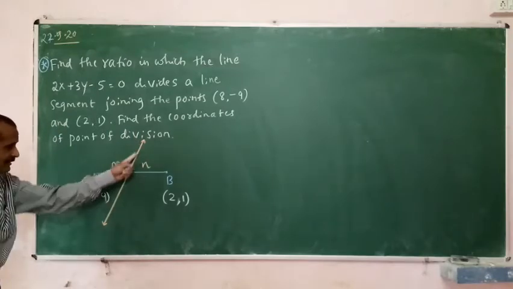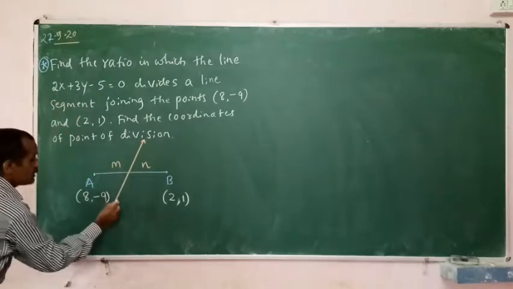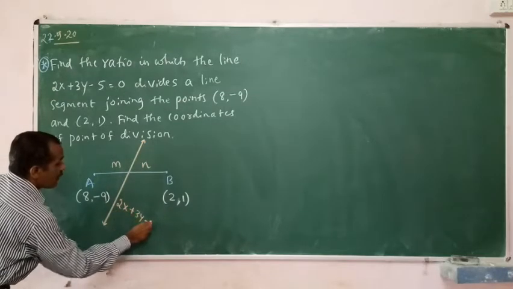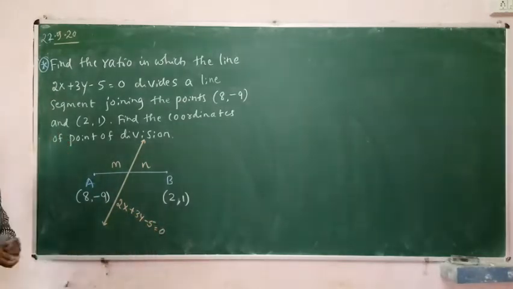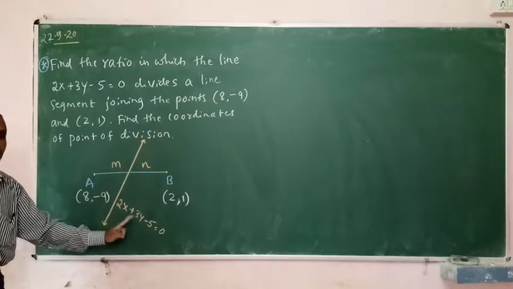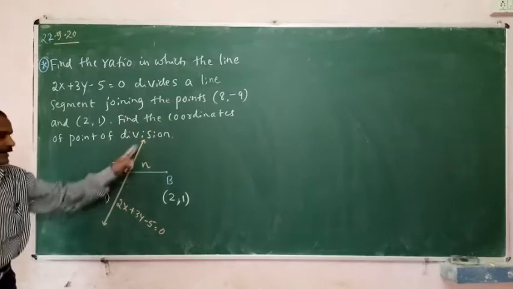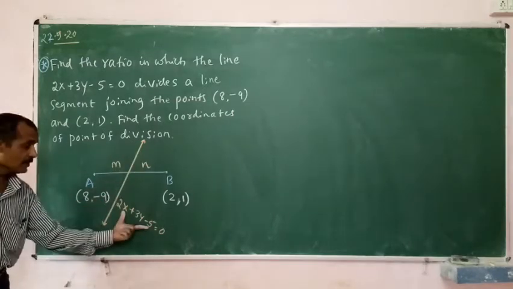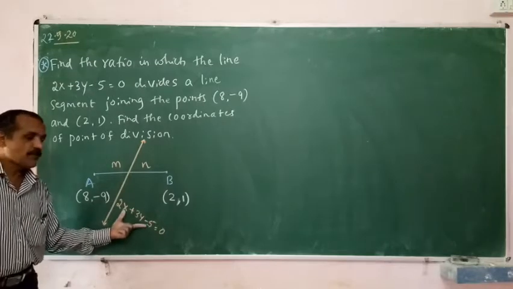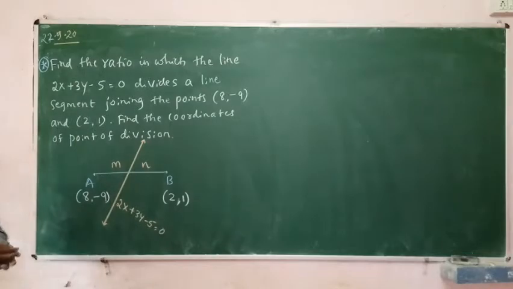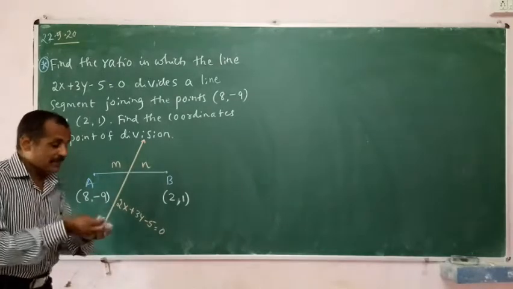But this line is 2x plus 3y minus 5 is equal to 0. So this is a straight line. You know that whenever a linear equation in two variables is graphed, you get a straight line. They have drawn a straight line graph here. So this is the graph of the equation 2x plus 3y minus 5 is equal to 0. Okay, that's all. My dear children, you know this.